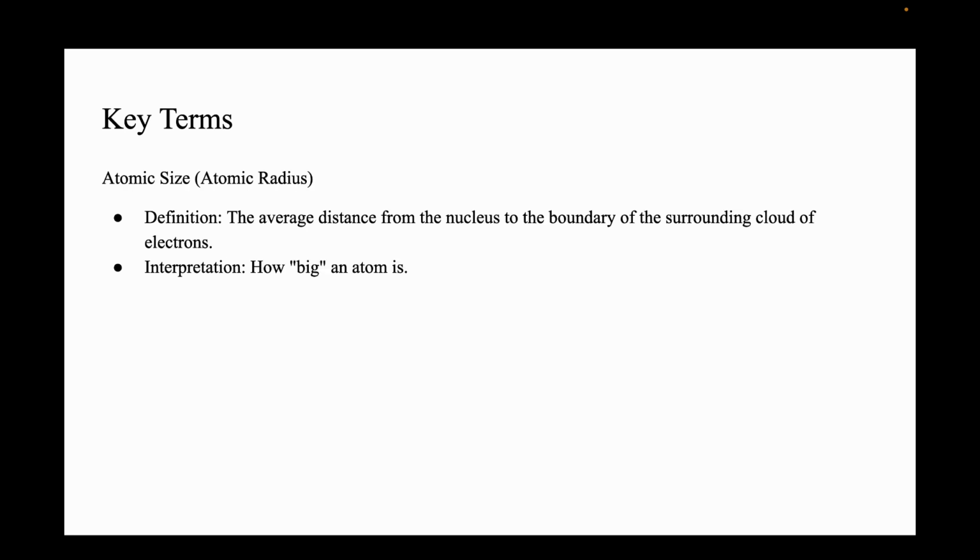Next, we have atomic size, which is the exact same thing as atomic radius. So this definition over here is a little wordy. I got it from the slides from Classroom, but basically it's just how big an atom is, the distance from the inner protons or the nucleus to the outermost electrons.